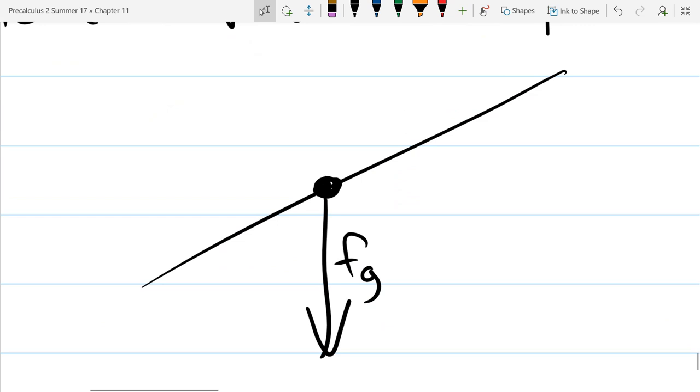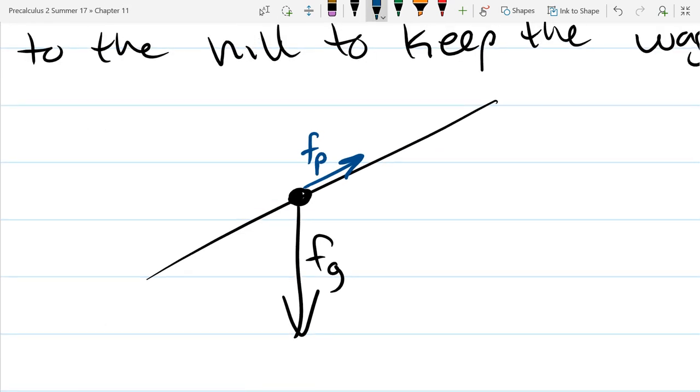So let's think about how this could be drawn. What happens if we have a force going this direction? Well, we're going to pull the wagon downhill even faster than gravity would do it by itself. So that's not the right direction to pull. To keep the wagon stationary, we're going to pull that direction. I'll call this just F for the other force. Actually, we'll call it FP for the force of the pull.